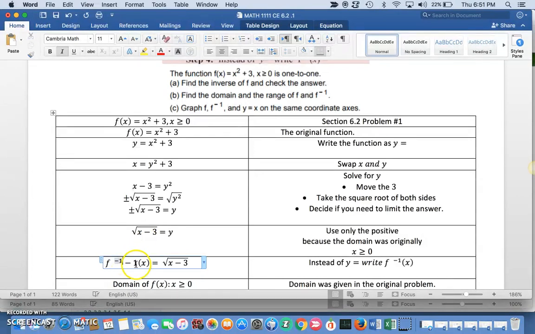And this should look like that instead of this. f inverse of x. So that's the inverse of the function. You're using the function notation.